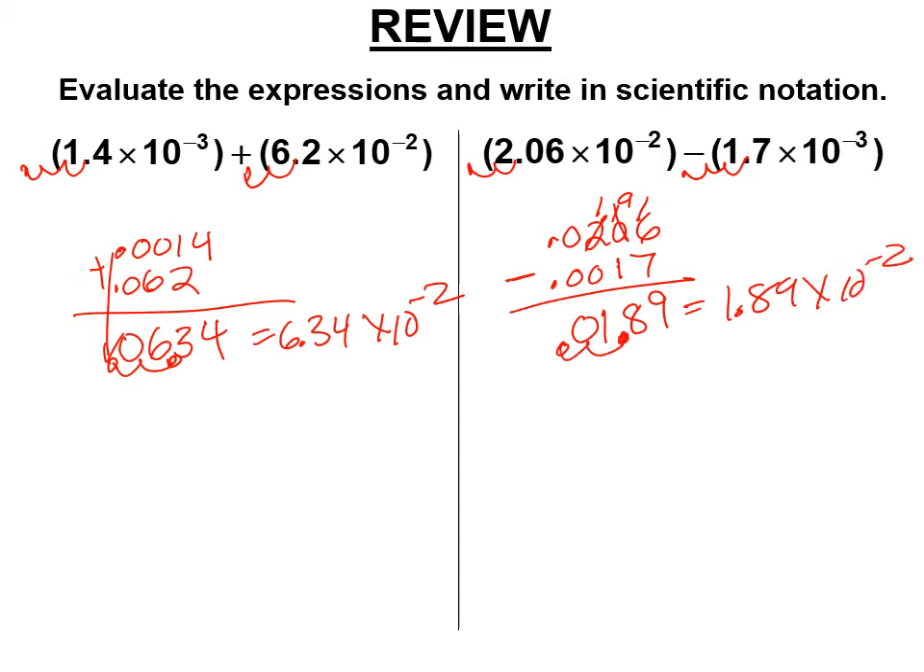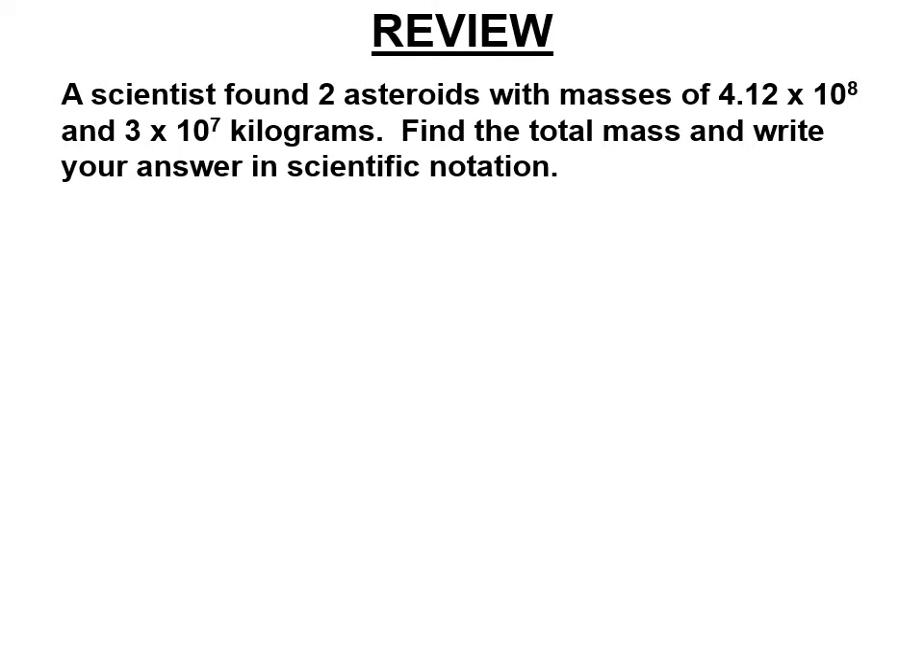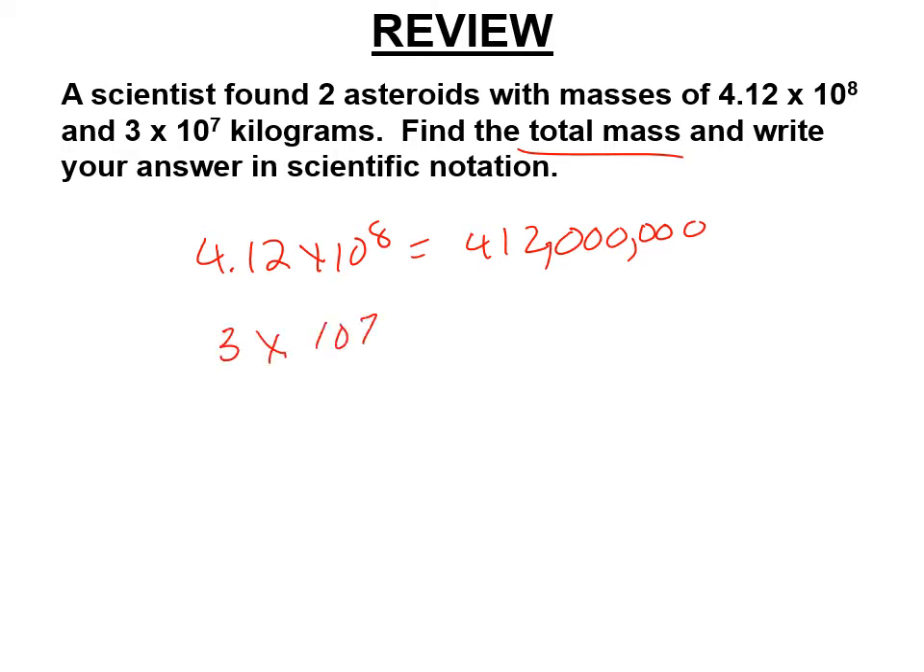Move it twice. All right, so we are finding the total mass of these two asteroids. So one of them is 4.12 times 10 to the 8th. Move it 8 times. I think you're going to get 6 zeros here. So 412 million. 3 times 10 to the 7th. Move it 7 times, you're going to get 7 zeros this time. And we get 30 million.